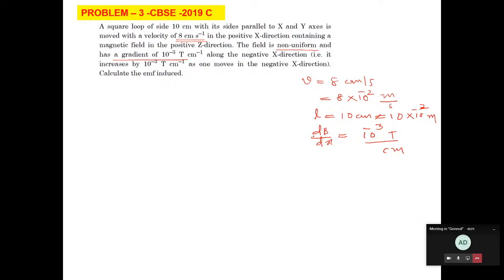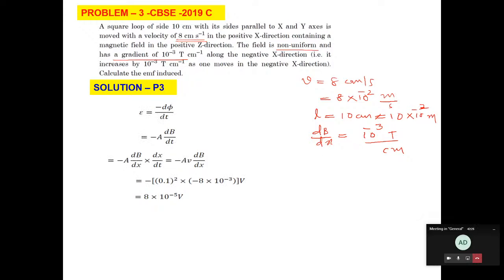Calculate the EMF induced. Let's see how we can calculate the EMF. As per the basic equation, EMF is minus d phi by dt. We know phi equals B dot A, then d phi by dt equals d by dt of B dot A, which is A into dB by dt. Then dB by dt we can write as dB by dx multiplied by dx by dt.